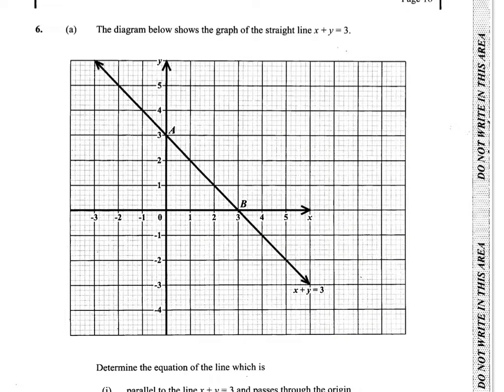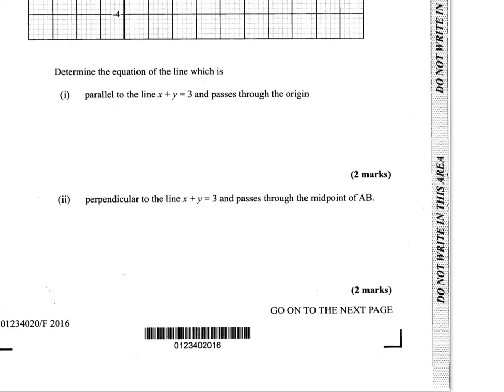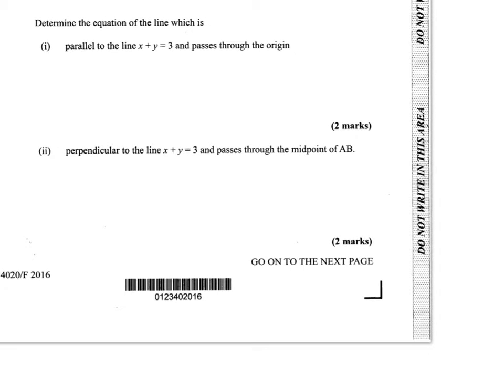June 2016, number 6. Part A gives us a diagram which shows the graph of a straight line x plus y equal 3. So we see the line here and they've given us the graph of it. They want us to determine the equation of the line which is parallel to x plus y equal 3 and passes through the origin, and perpendicular and passes through the midpoint of AB.